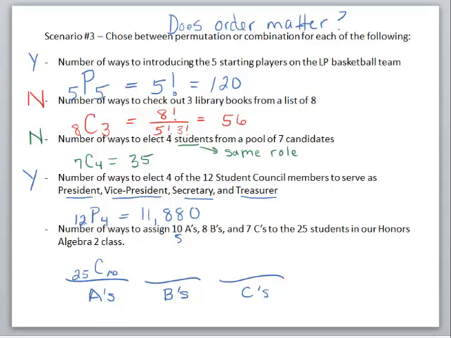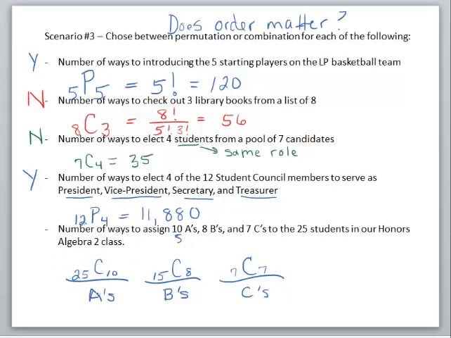Well, now that I picked 10 and those 10 students get A's, now I'm down to only 15 students to choose from. So I have 15 students to choose from now, and I'm going to choose 8 of those kids to get B's. Then lastly, if I choose 8 out of the 15 that were remaining, now I'm down to only 7. And this time I'm choosing out of the 7, I'm going to assign all 7 to get C's.